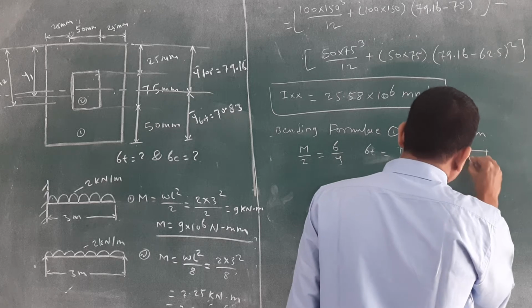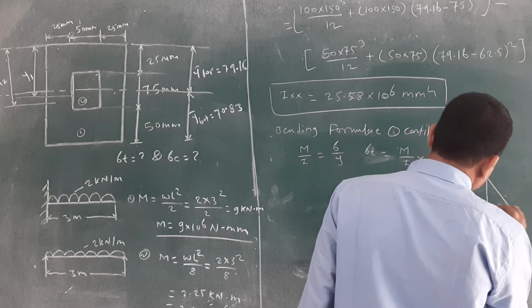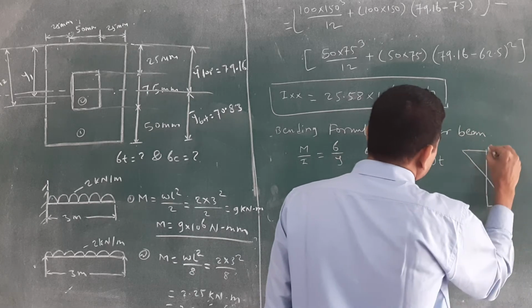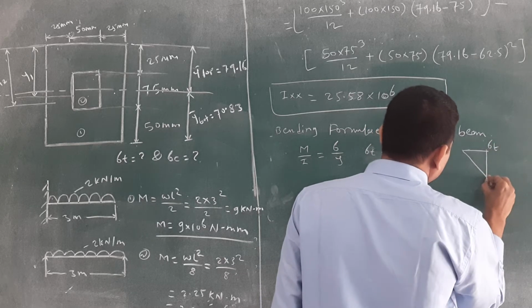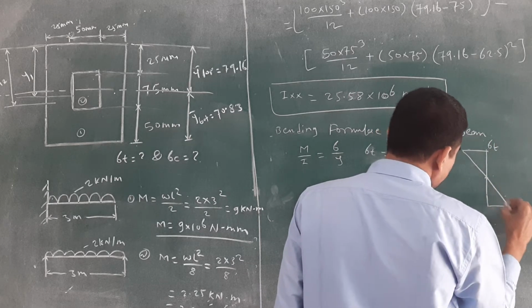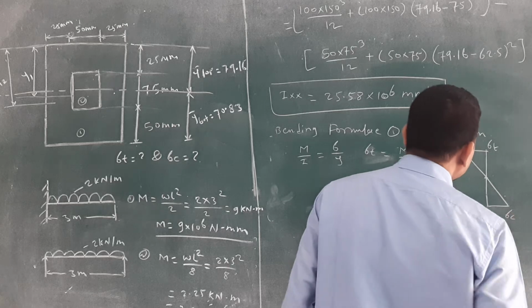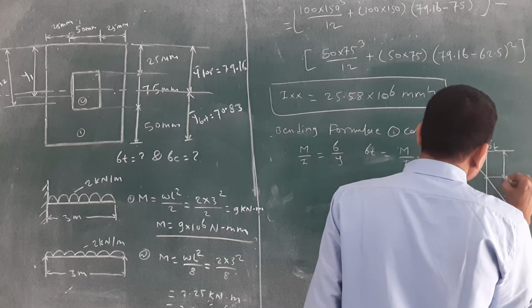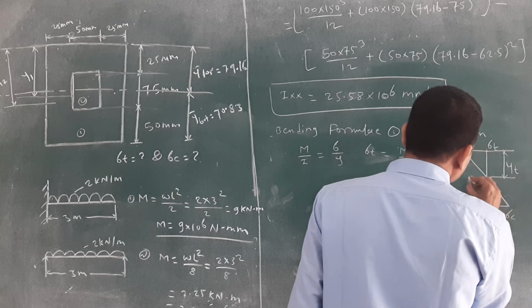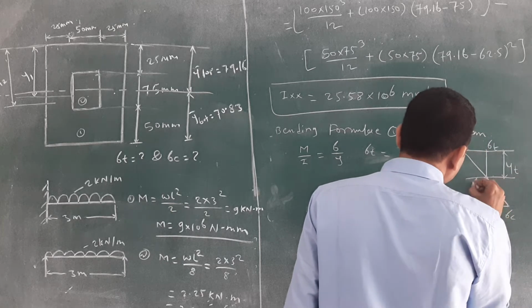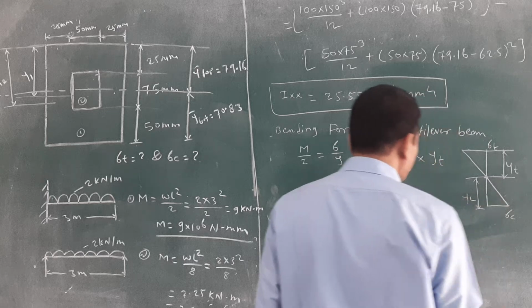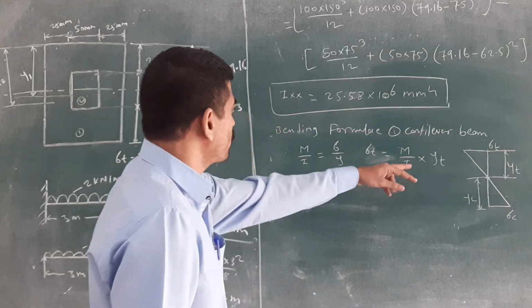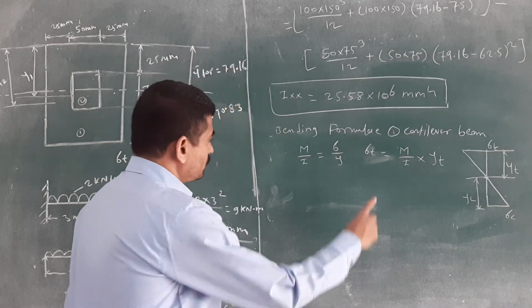This is the bending stress distribution diagram. Here you will get the sigma T above the neutral axis, and below the neutral axis you will get the sigma C. And what is this distance? This distance is yt. And where is the yc? Below the neutral axis. Then you have to put the value in that equation.